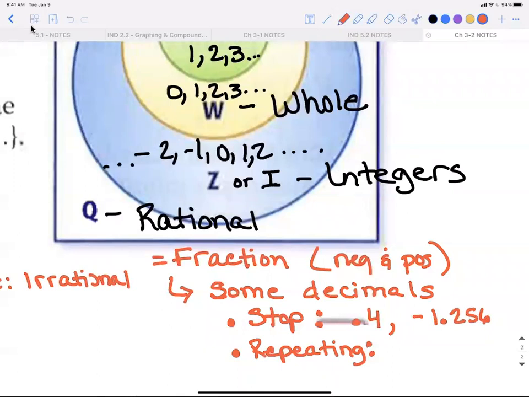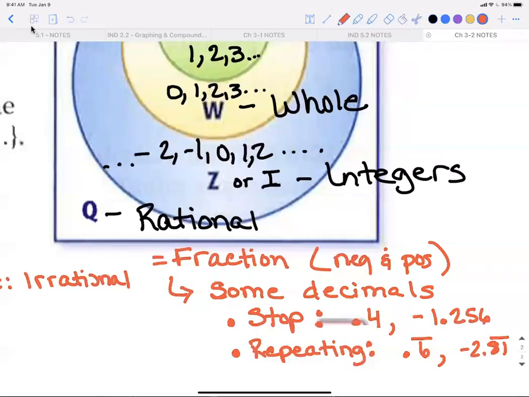So repeating decimals are considered rational. An example of a repeating decimal would be 0.6 repeating, or another example could be negative 2.81 repeating. The reason is because these two, I always say they make sense. They either stop, they have a finite end, or at least repeating ones have a pattern, right? 81, 81, 81, 81, they make sense.